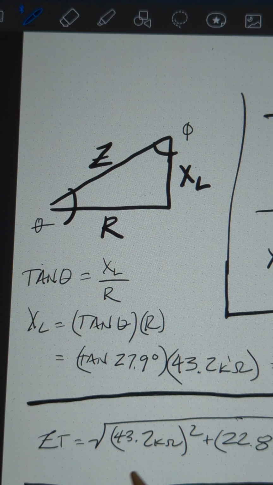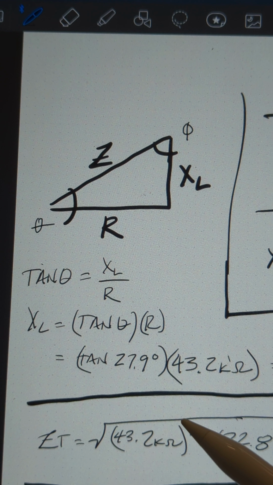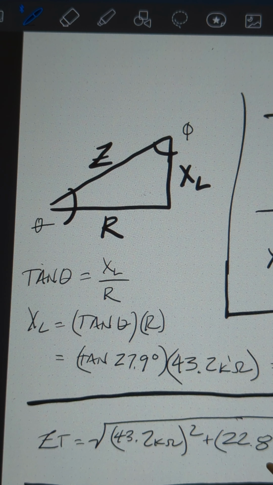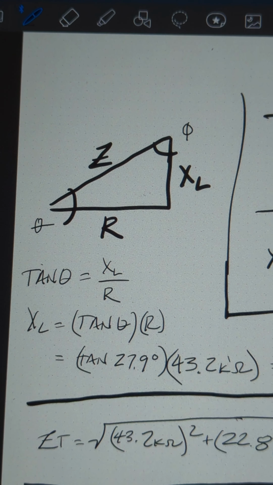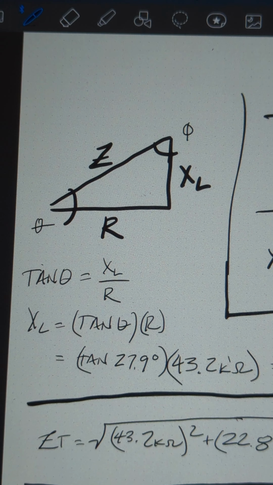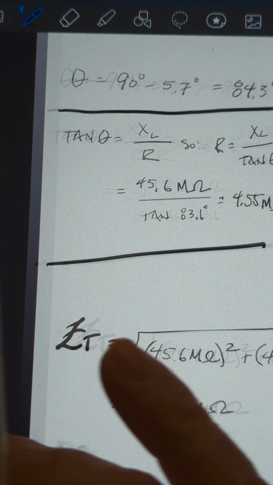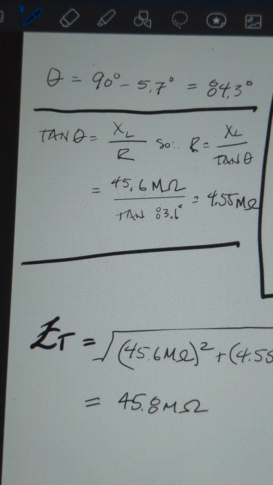Now I can use the Pythagorean theorem, because I could take the square of the resistor and the square of the inductive reactance, take the sum of those, take the square root of that, and come up with 48.88 for my ZT. And then my phi is going to be 90 degrees minus 27.9, and that comes out to be 62.1. Let's take a look at 19.